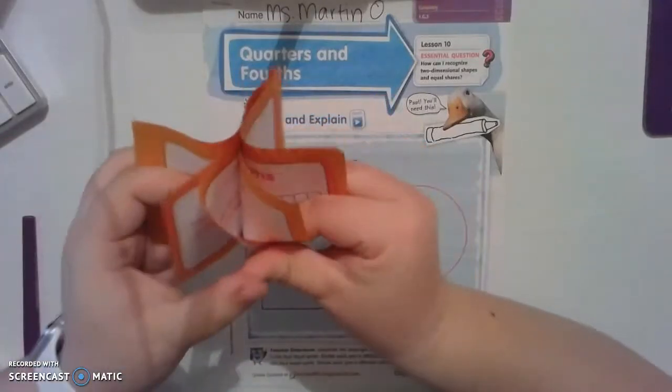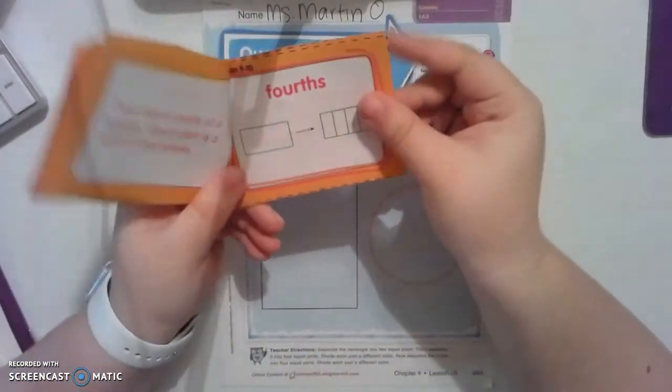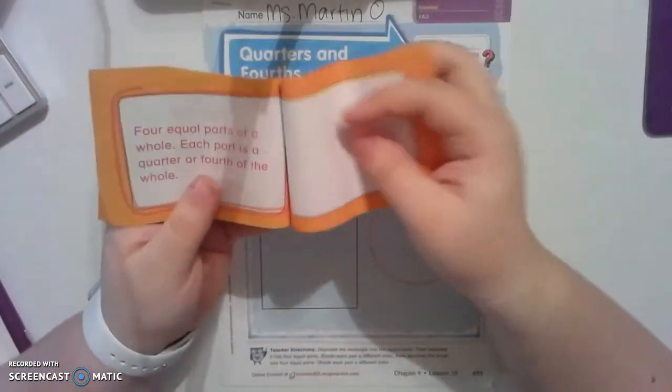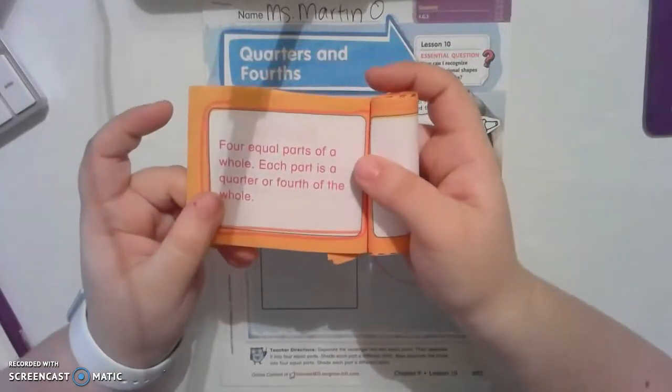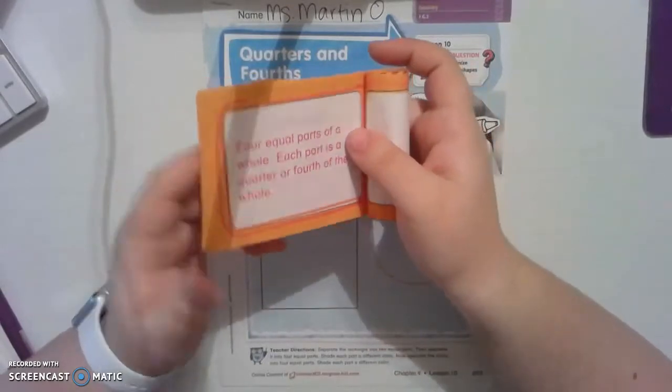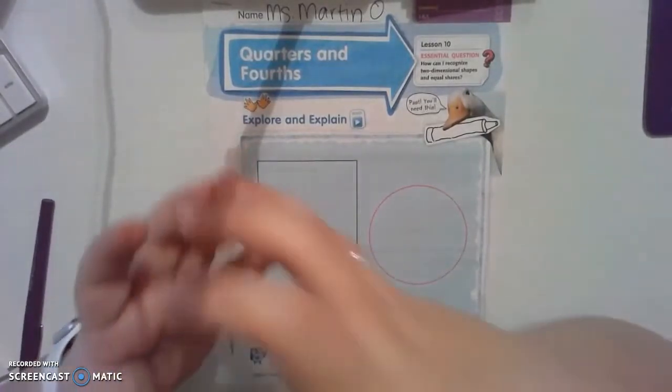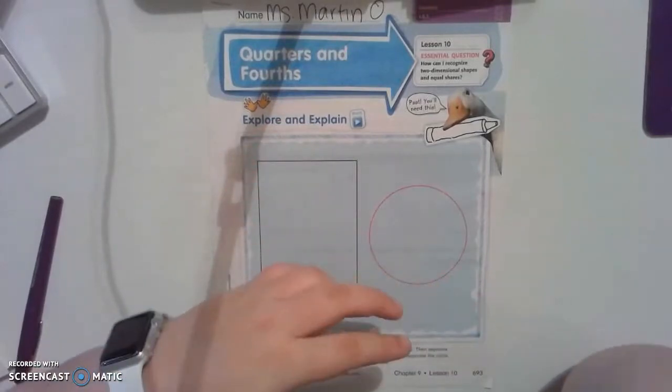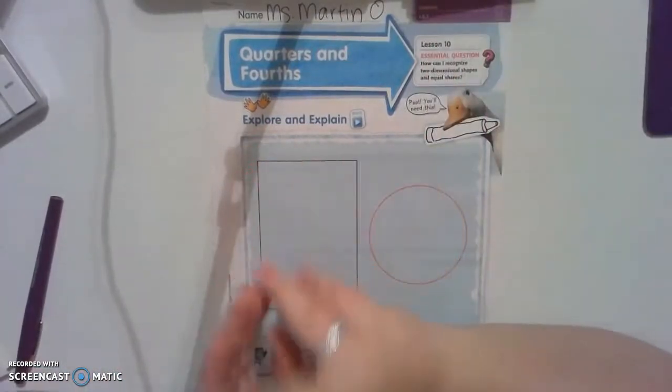Today we're going to be talking about fourths. So you first have to know what fourths means. Fourths means four equal parts of a whole. Each part is a quarter or fourth of the whole. Just like yesterday, two halves equal a whole. But if our object is split into fours, those four parts equal a whole, and they have to be four equal parts.